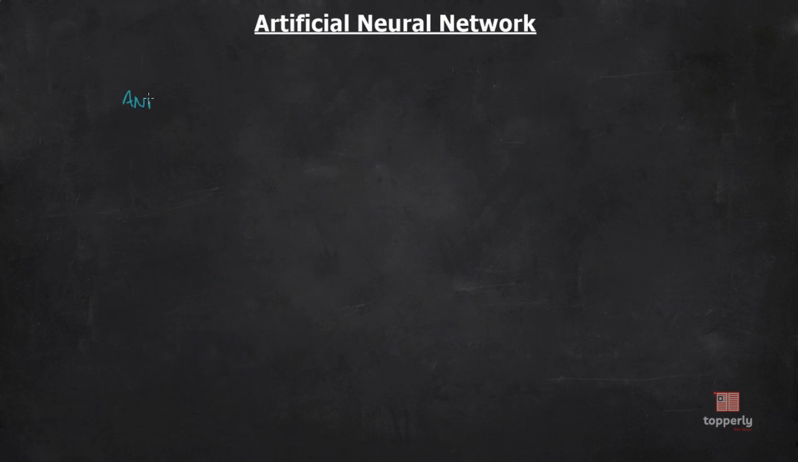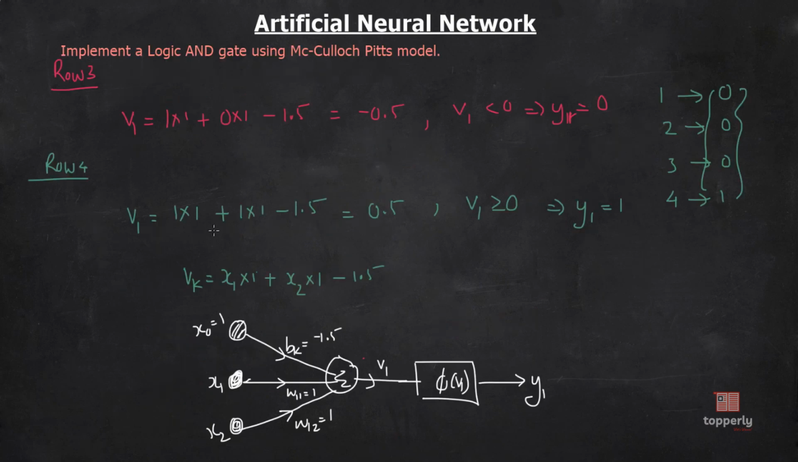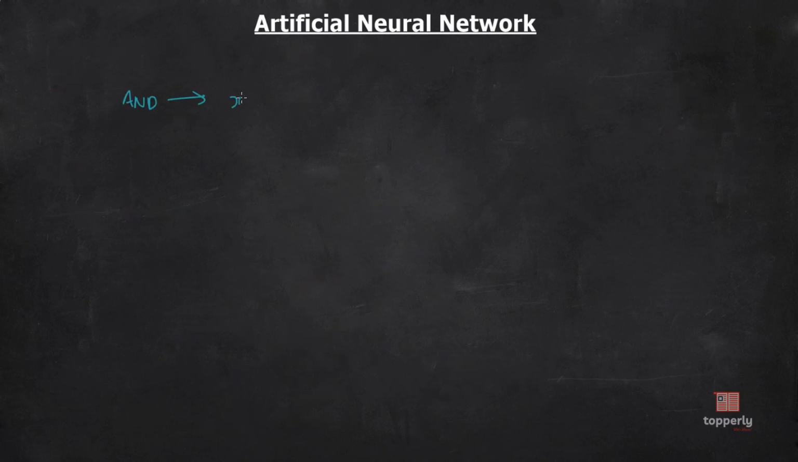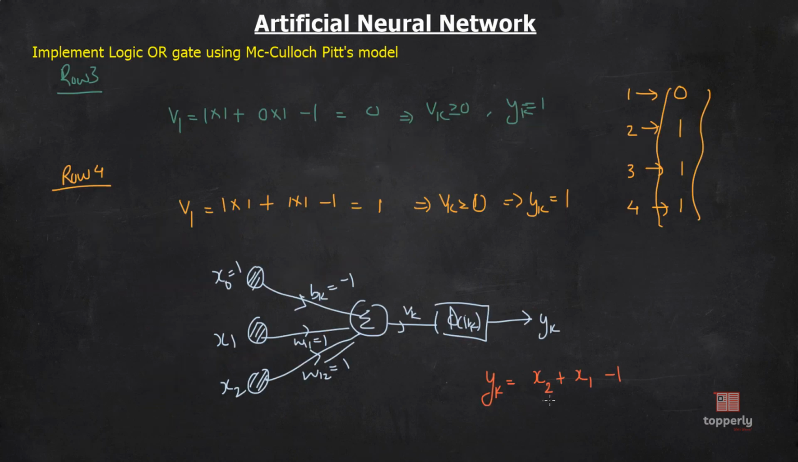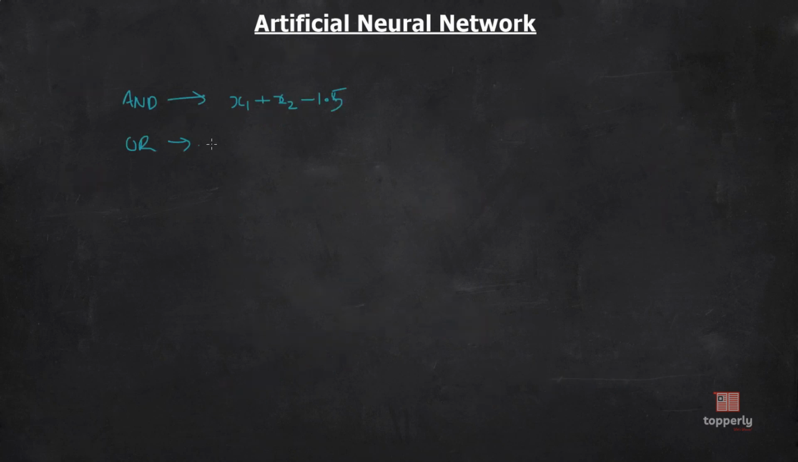Therefore, AND gate can be written as, remember the previous video? This is the AND gate, x1 plus x2 minus 1.5, and we need OR gate, right? See, OR gate can be written as yk equal to x2 plus x1 minus 1. Therefore, OR equal to x1 plus x2 minus 1, right? Now what we need is NAND gate, and NAND gate, I hope that everyone did the homework, can be written as minus x1 minus x2 plus 1.